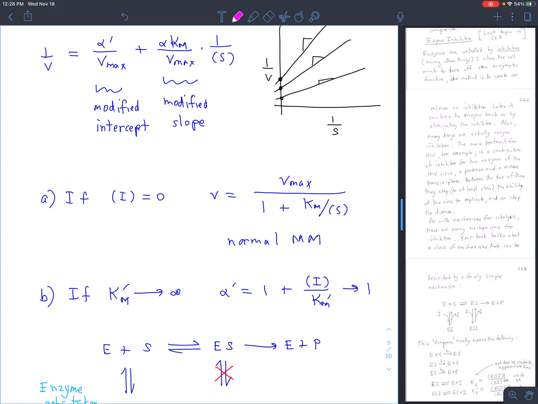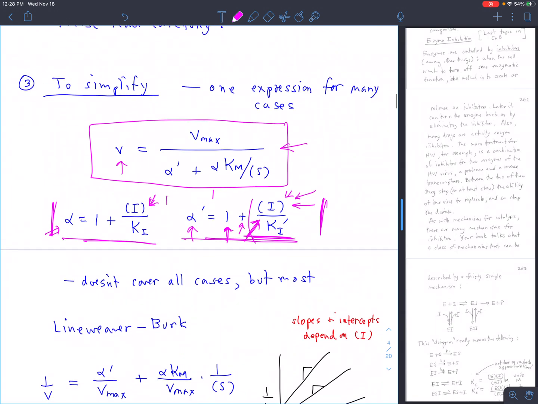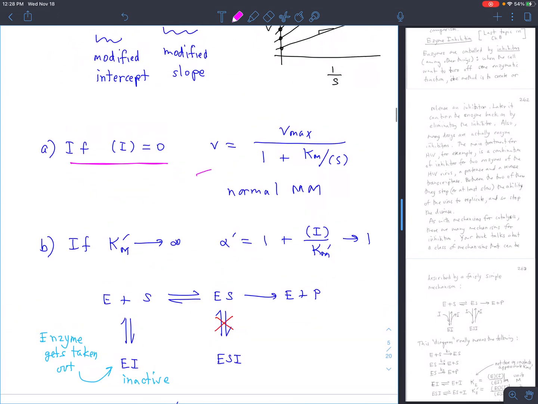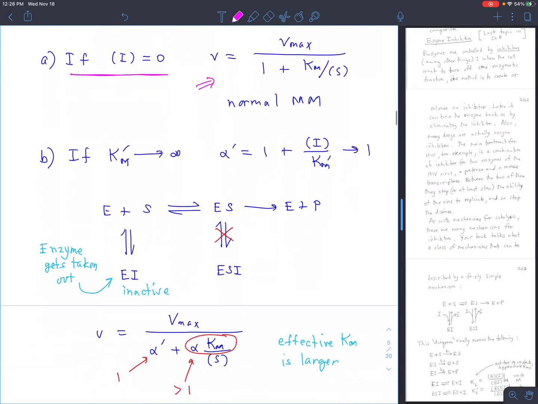First of all, if we set I equal to 0, then both of the alphas are 1s, right? This alpha is a 1 because that I is a 0. This alpha over here is also a 1 because that I is a 0. And that means you get normal Michaelis-Menten. Everything we said about that now applies. Normal Lineweaver-Burk too.